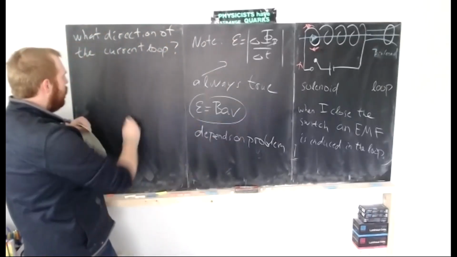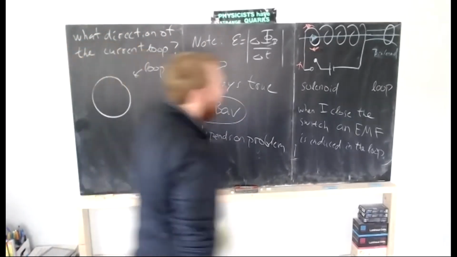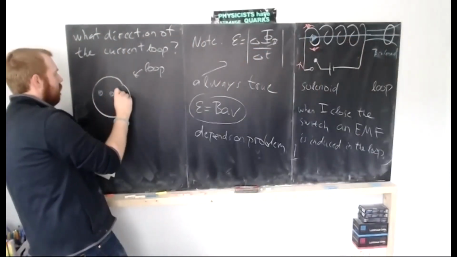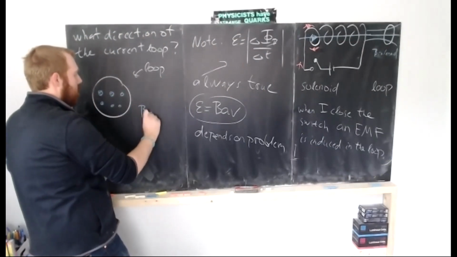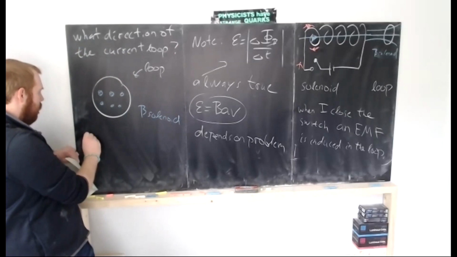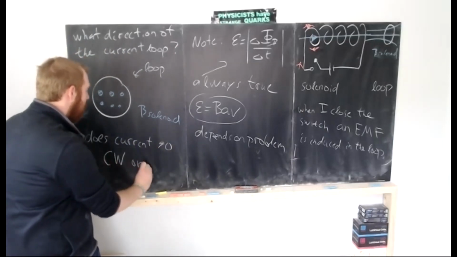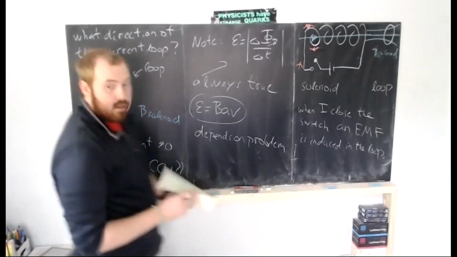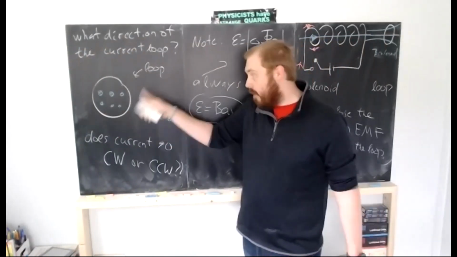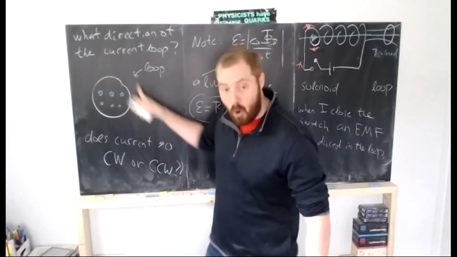Let's draw from the loop's perspective, right? Here's just the loop, and that loop's going to see magnetic field. I'm drawing from this perspective again, so it sees magnetic field. So, does current go clockwise or counterclockwise? We know a voltage has been produced on this loop. If there's a voltage, charge must flow on this thing because it's a conductor. Charge is going to flow. So does it go this way around or this way around?